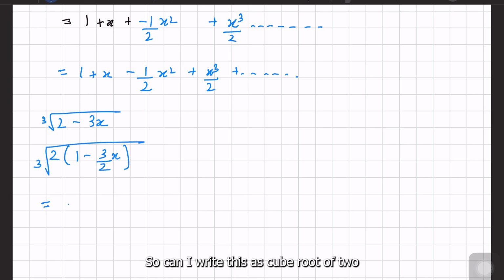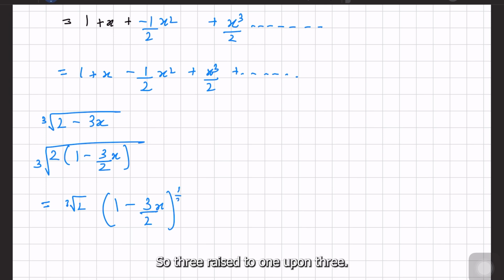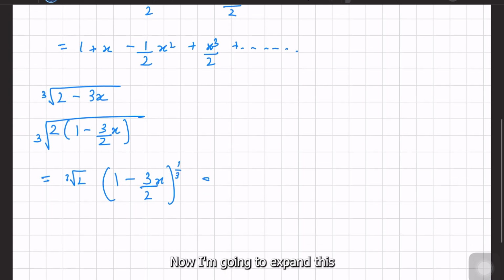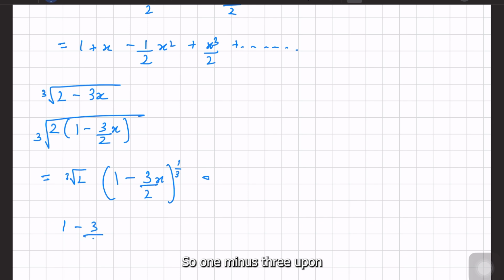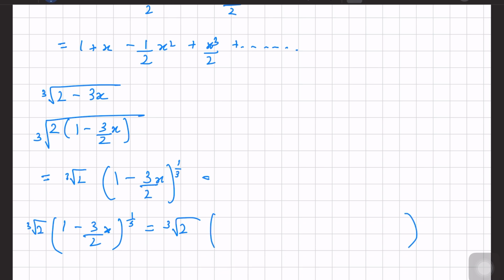So, can I write this as cube root of 2 into (1 − 3x/2) raised to 1/3. Now, I'm going to expand this term over here. So (1 − 3x/2)^(1/3), which can be done using the above formula. And then whatever value I get, I'll multiply all the terms with cube root of 2. That will give me the expansion of cube root of (2 − 3x).